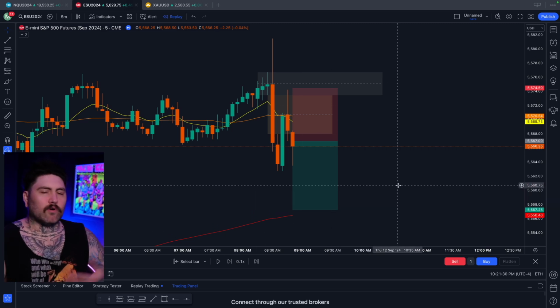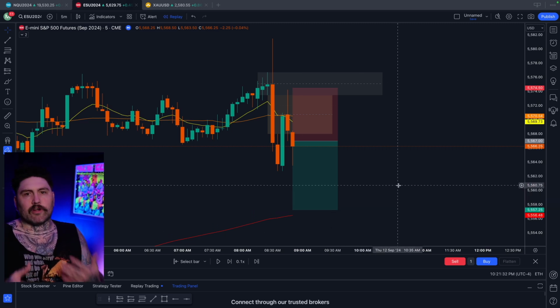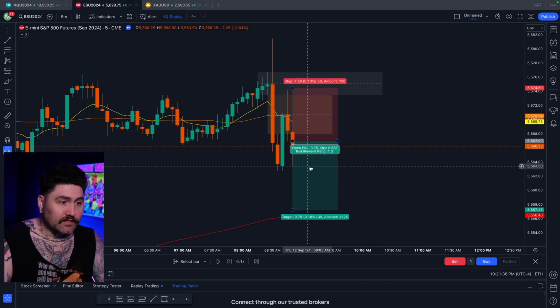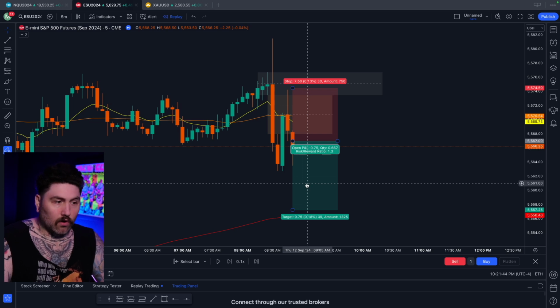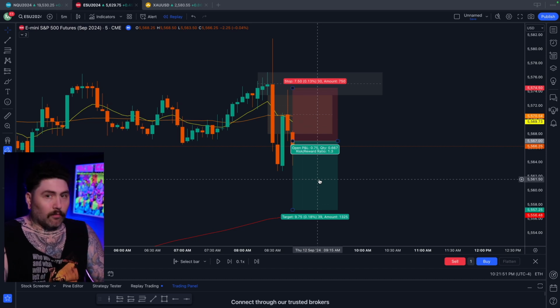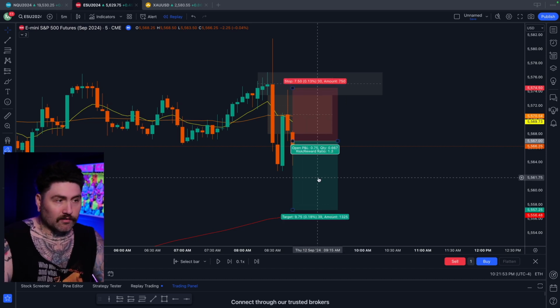Now, this is where you've got to use your discretion on what you want to do. You could go 1-to-1 here, which this is a little over 1-to-1. This is a 1.3 risk reward. Now, 9.75 points on ES is pretty significant. Most of the time, you want to try to at least get 5, but double that is really good. However, you are risking 7.5 points.